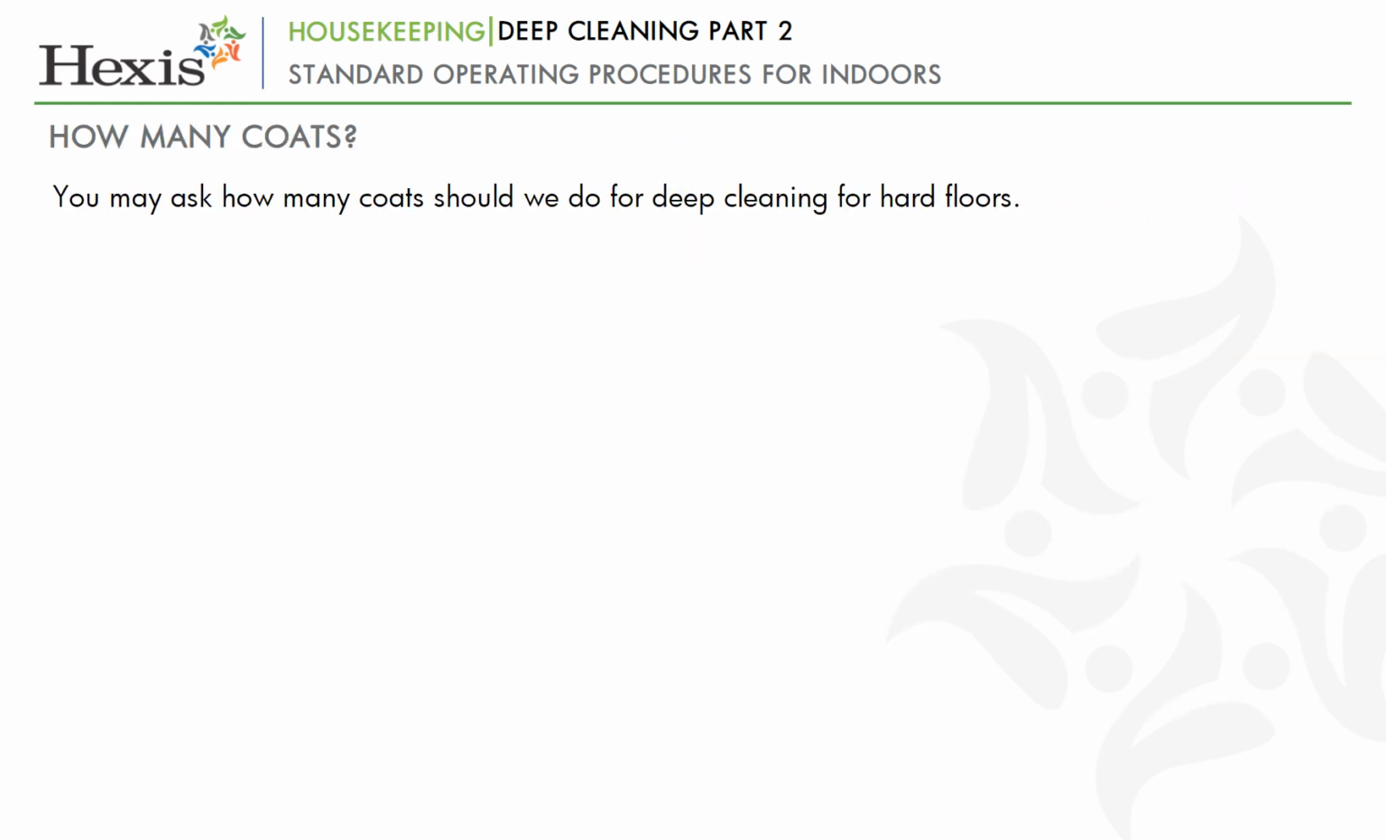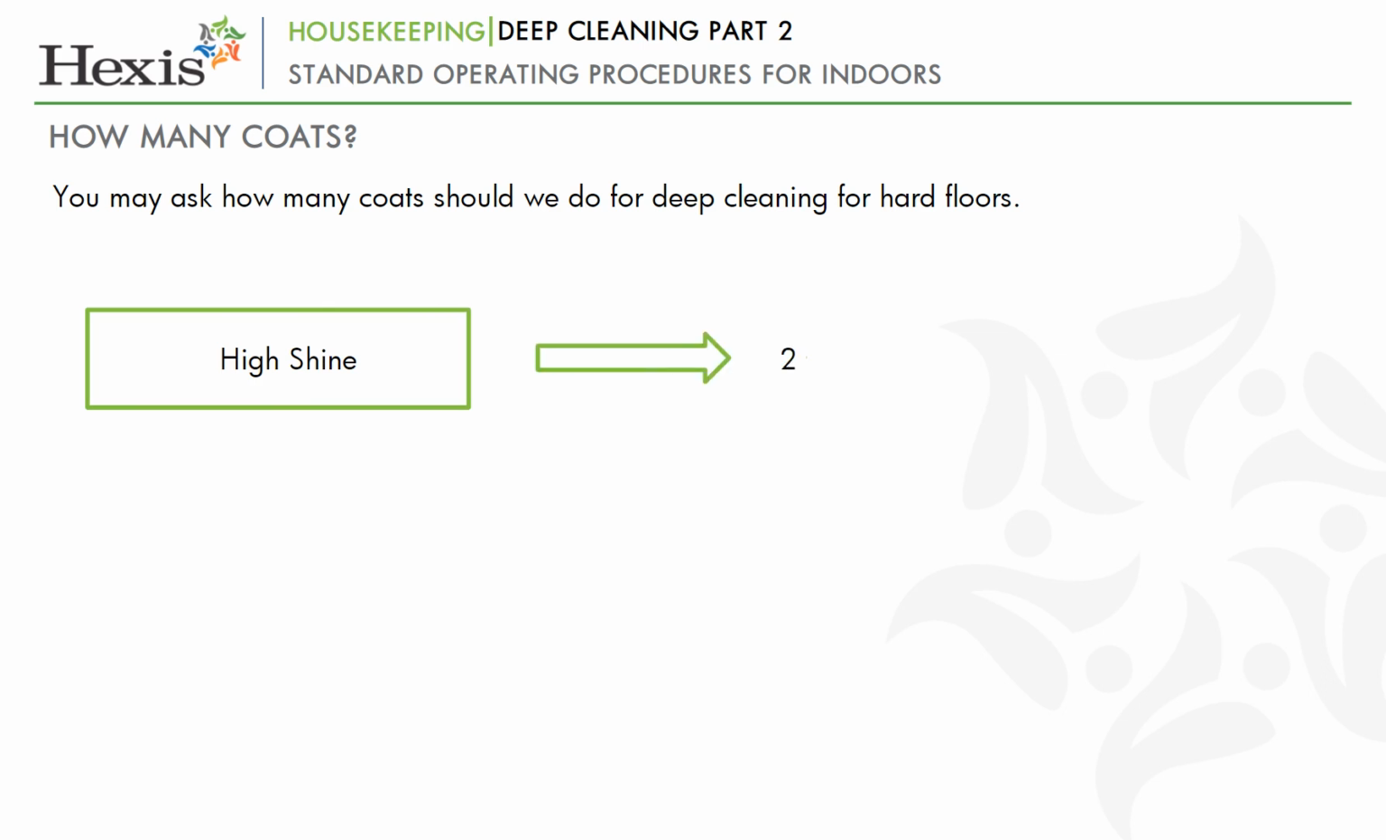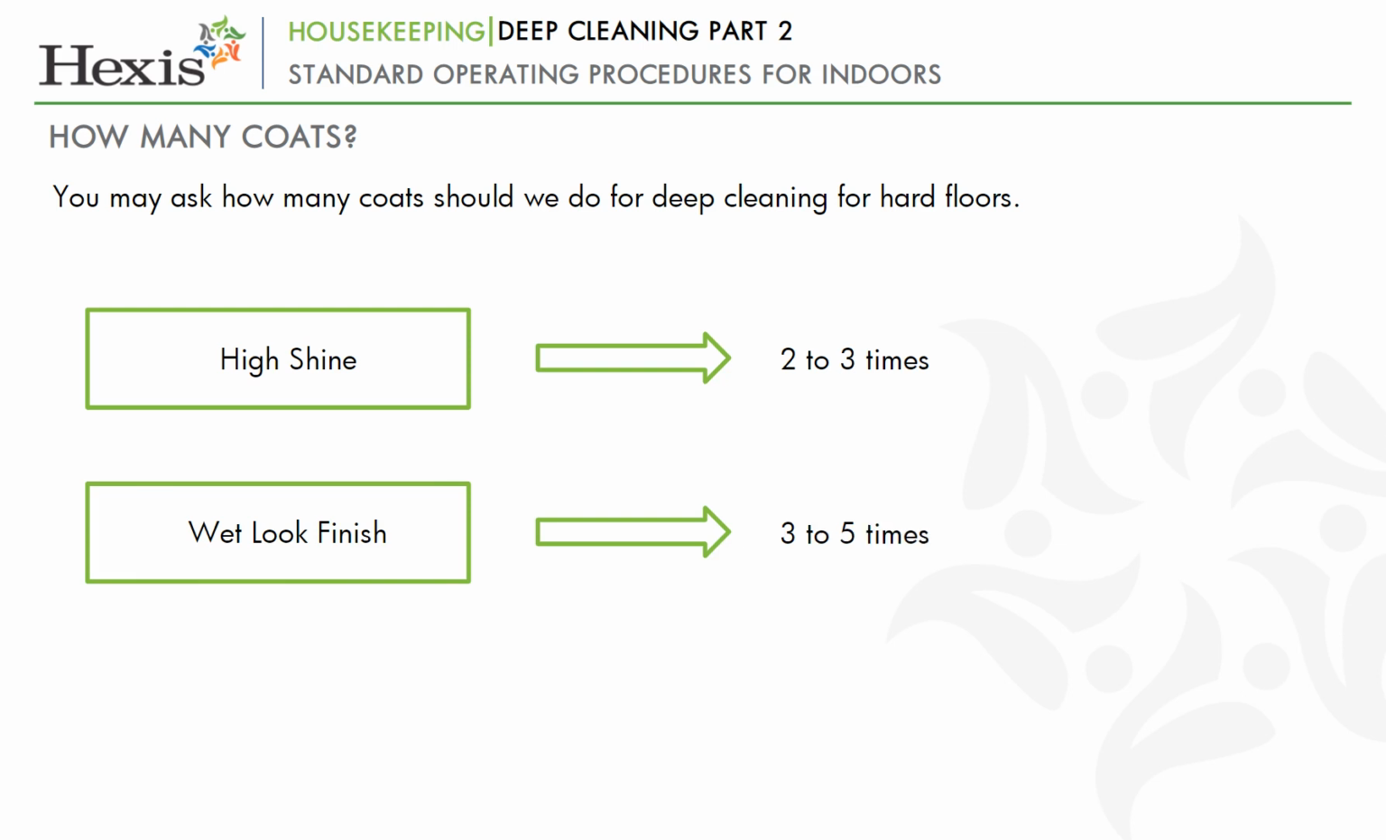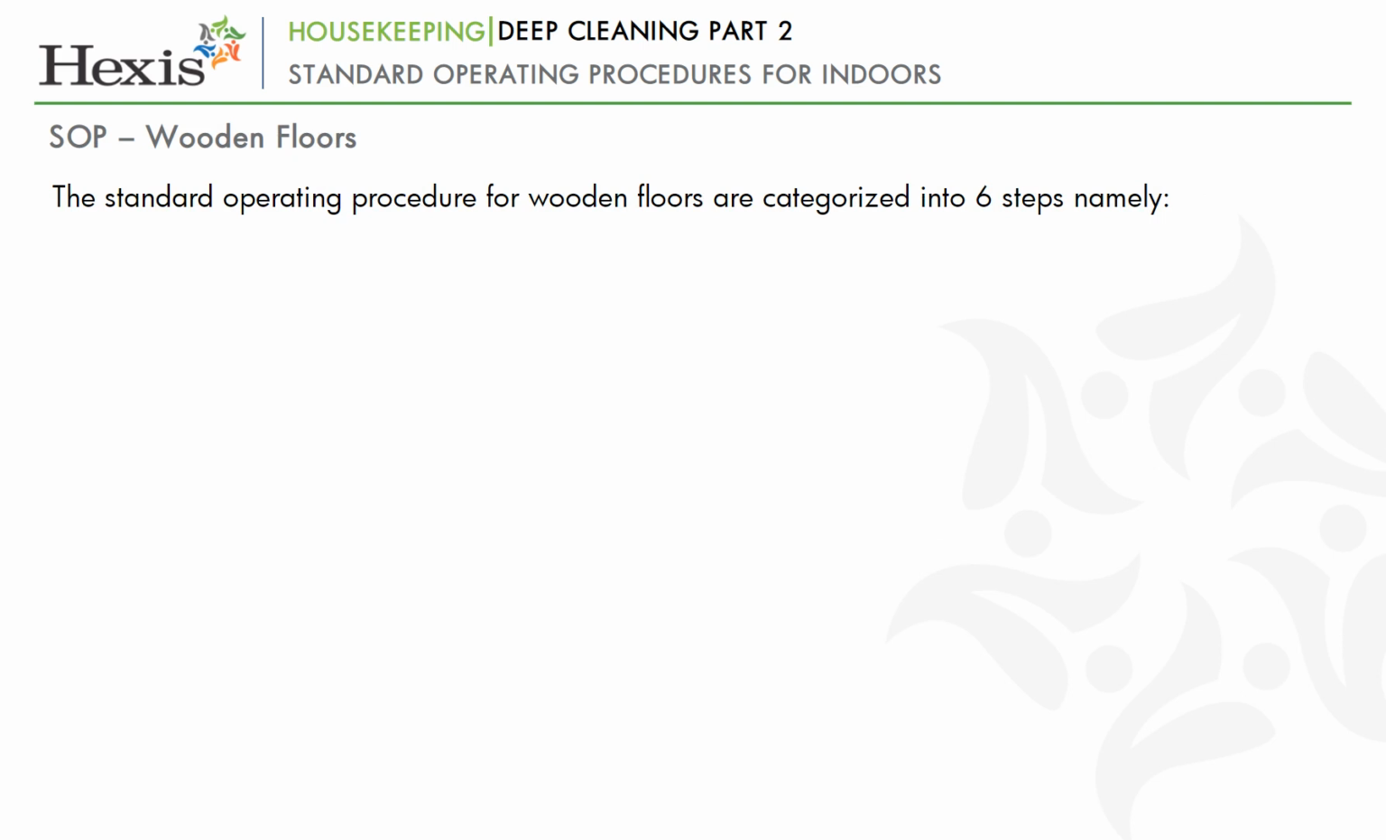You may ask, how many coats should we do for deep cleaning for hard floors? If you need high shine, then you need to do coating for 2 to 3 times. If you need wet look finish, then you need to do coating for 3 to 5 times. So far, you have learned the standard operating procedures for maintaining hard floors. Let us now look at the standard operating procedures for wooden floors.